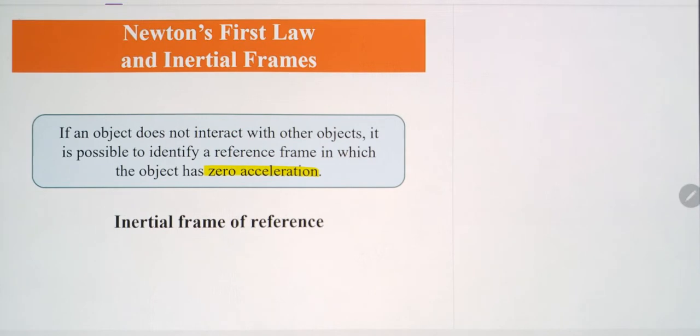I have a 6 minute video. I hope it will help you to understand it. So pay attention. Again, this is a very important concept. It will help you to understand the three laws of Newton.